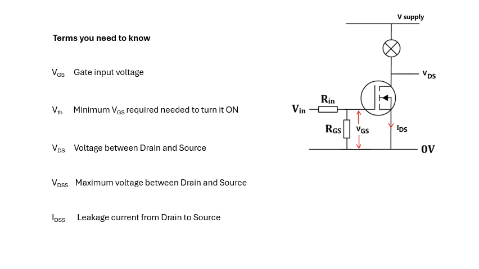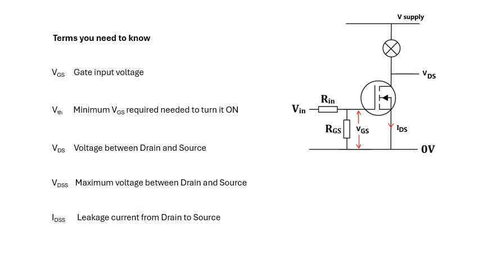There are some terms that we need to know. So VGS, that's the input voltage, if you like. It's the voltage between the gate and the source, VGS. Look at it, find it on the diagram. VTH, V threshold, that's the minimum gate source voltage required to turn the thing on. The gate source voltage is the threshold voltage to turn it on.